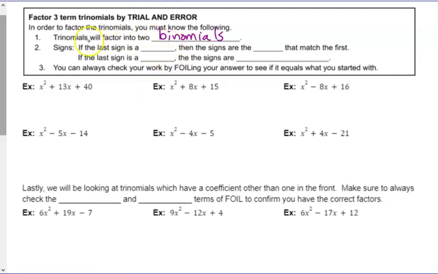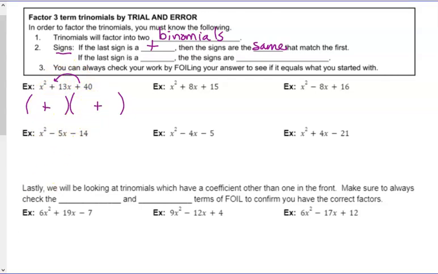Now, it is very important when we are doing this by trial and error that you know the rules of the signs. The signs inside your 2 binomials are as follows. If the last sign of your trinomial is a plus, then the signs are the same that match the first. So for instance, in this example that we're getting ready to do, it's a trinomial, nothing in common, there's no x's in common, there's no numbers in common. If the last sign is a plus, they are the same that match the first. So that means inside here I need a plus and a plus.